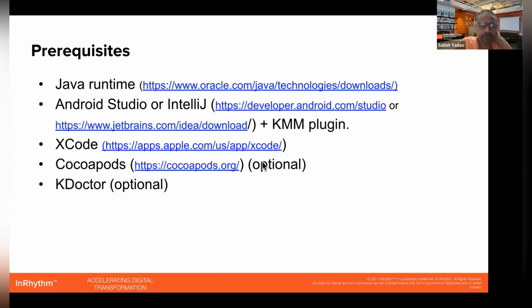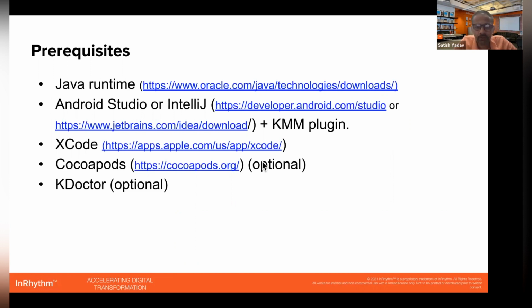So what are the prerequisites required for KMM development? These are the tools or software you need to install. Basically, the Java runtime, which you can download from the Oracle website, and Android Studio or IntelliJ. I prefer Android Studio because I'm very used to it and it has very rich plugins you can use, and install a KMM plugin inside it.